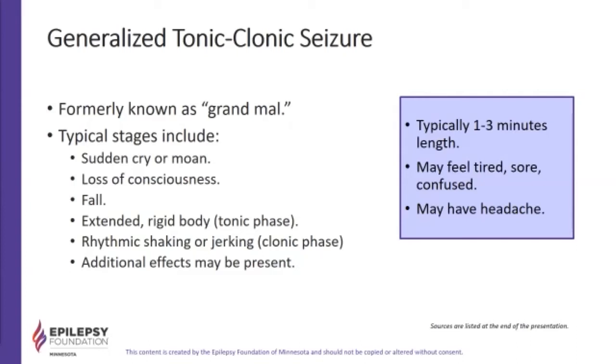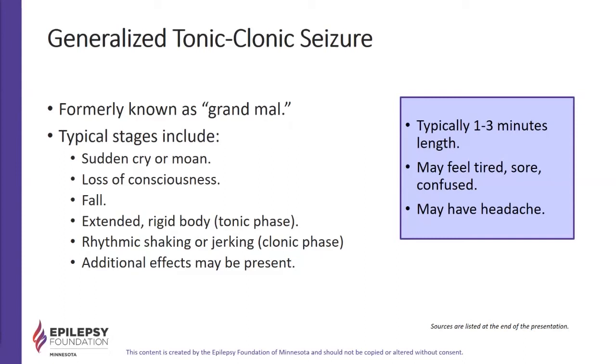The person then loses consciousness, and so if they were standing anywhere, they will fall, and that's where some of the danger can come in for this type of seizure. They may get injured as they fall. And then we see them enter the tonic phase, which is when their body gets extended and rigid. And then they enter the second phase, the clonic phase, which is the rhythmic shaking or jerking.